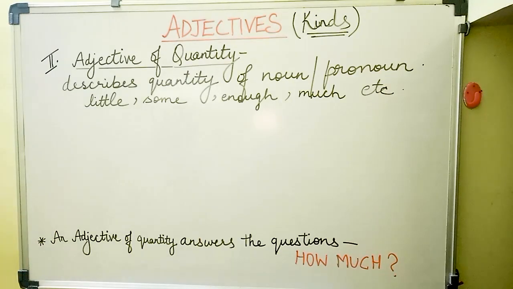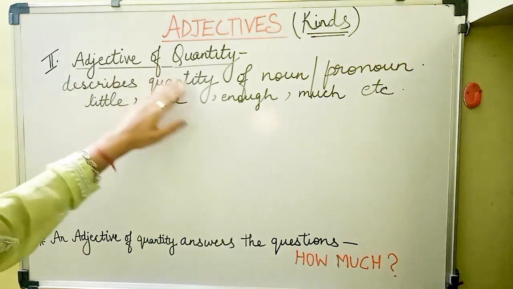The second type of adjective that we are going to study is adjective of quantity. Now what do you mean by quantity? Quantity means something which we cannot count. We can just measure. For example, if I say, I have little water in my bottle. So can you count water? No. So little shows the quantity of water. So children, quantity means something that cannot be counted.